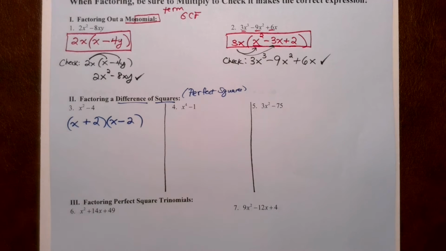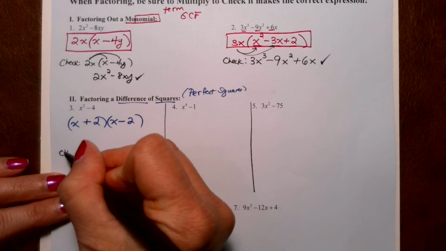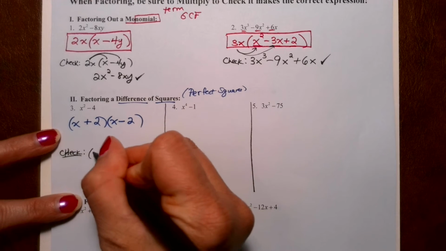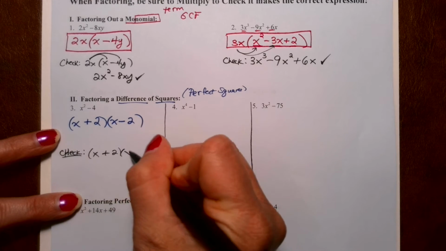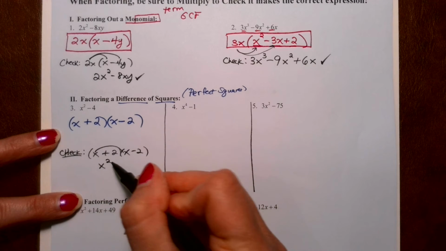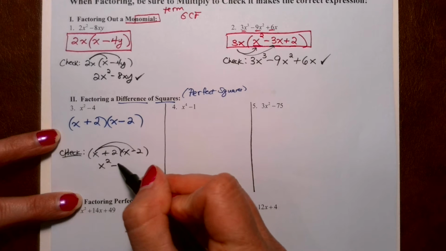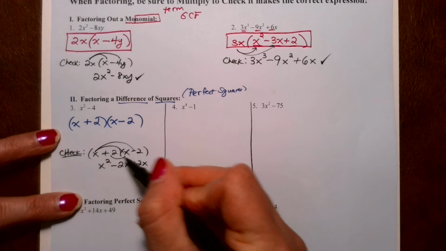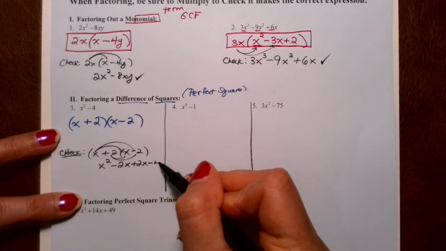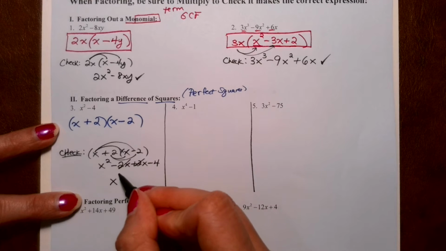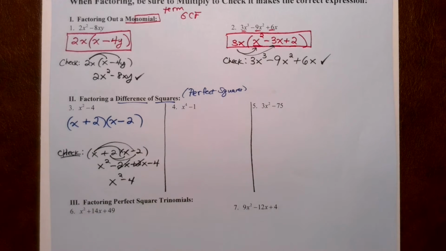How do you check something like this? You multiply it out, right? x plus 2 times x minus 2. So let's FOIL it out. The first would be x squared. The outers would make minus 2x. The inners plus 2x. And the last minus 4. 2 times 2 is 4. The middles cancel. And that's exactly what I needed to happen.